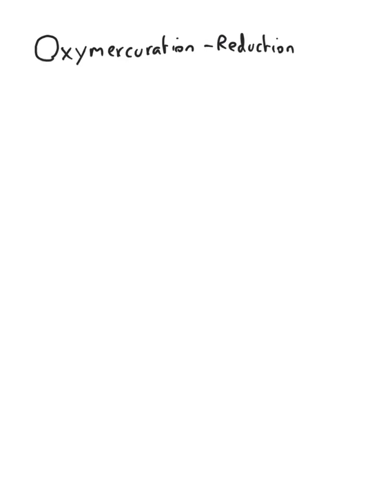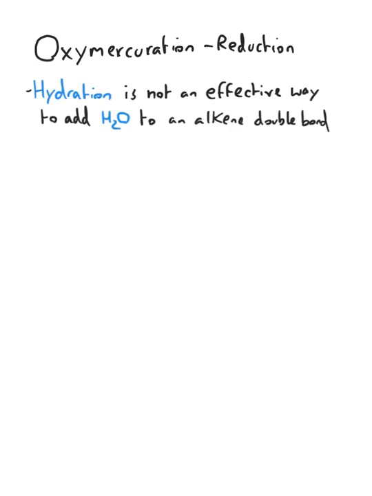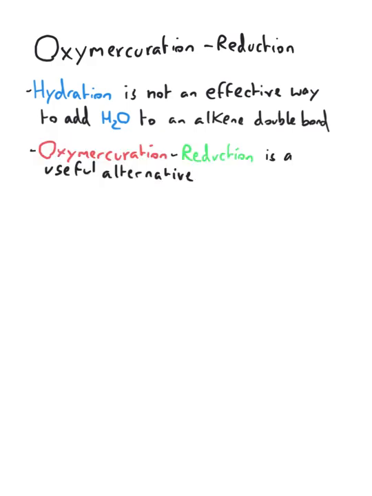This video is on oxymercuration-reduction reactions. Hydration is not an effective way to add water to a double bond. An effective alternative is oxymercuration-reduction. This reaction has two steps: the oxymercuration step, where you're adding a mercury and an oxygen across the double bond, and the reduction step, where you replace the mercury with a hydride.